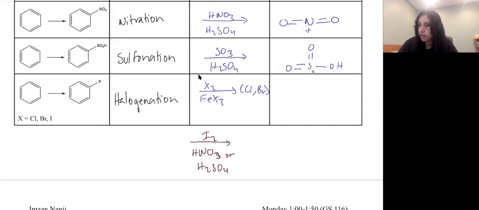For the top one, the X2 over FeX3, the electrophilic species is this complex that we saw earlier. And then for the iodine, the electrophilic species is just I plus, but I don't think you need to know that.